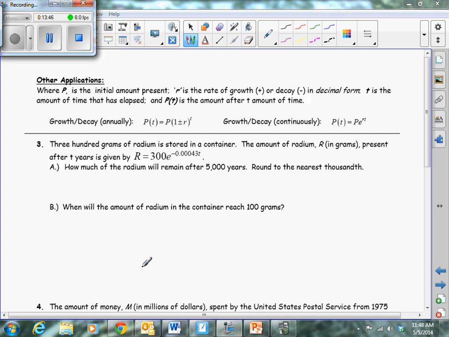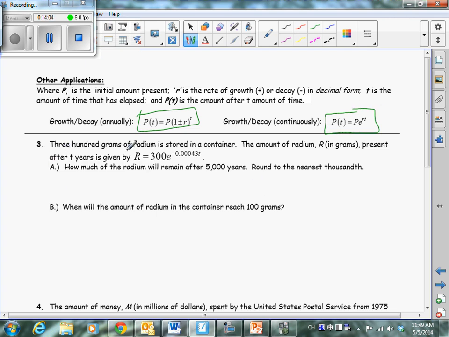Here we have other applications. Here we have the growth and decay. You are so familiar with this by now, right? The plus and minus. Because this is what we've been using over and over again. And growth and decay continuously remains the same, Pert.